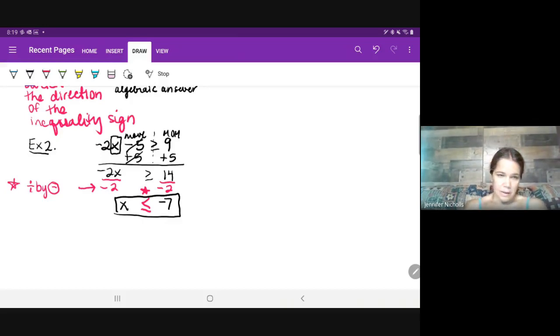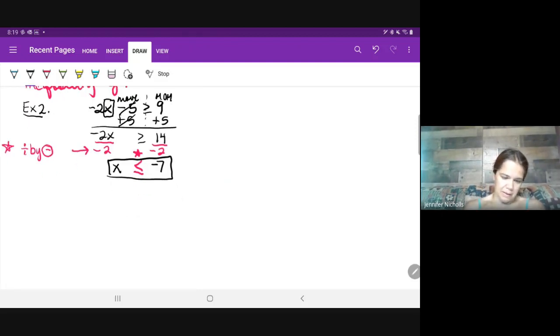Okay. So if you divide by a negative, now it's not that there's a negative in the black, it's that your red is negative. So let me show you one more example of this type, and then we'll kind of switch things up a little bit. Okay, so say I have 2x plus 3 is greater than or equal to -11.